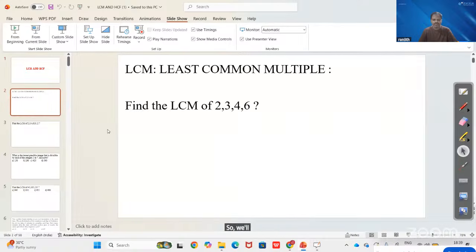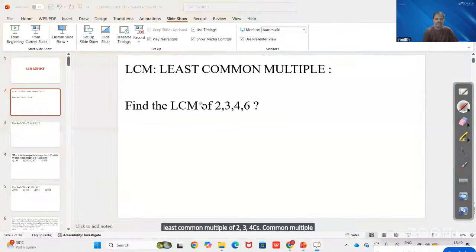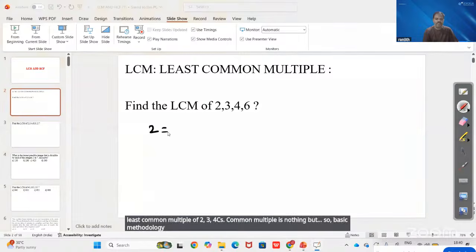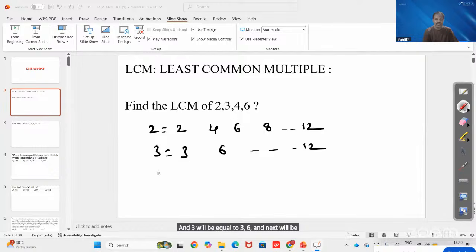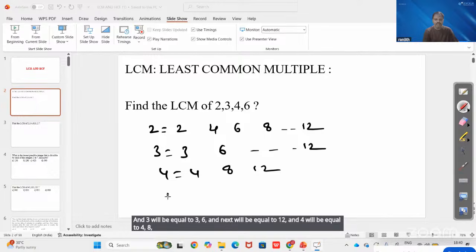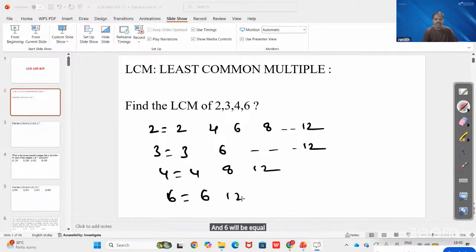So we'll go with one question. Least common multiple of 2, 3, 4, 6. Common multiple is the basic methodology. So what are the multiples we are having? 2 will be 2, 4, 6, 8, we need to write all the values, up to 12. And 3 will be 3, 6, and next 12. And 4 will be 4, 8, 12. And 6 will be 6 and 12. So the common multiple will be 12.